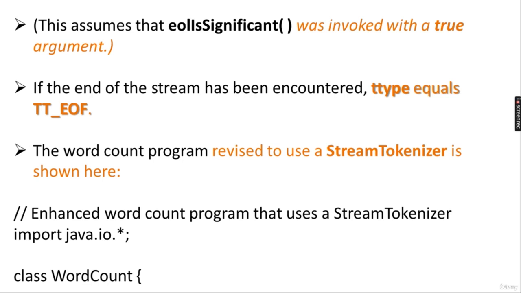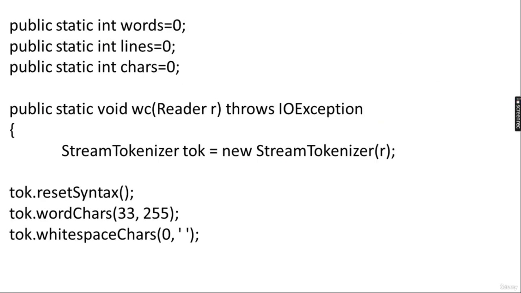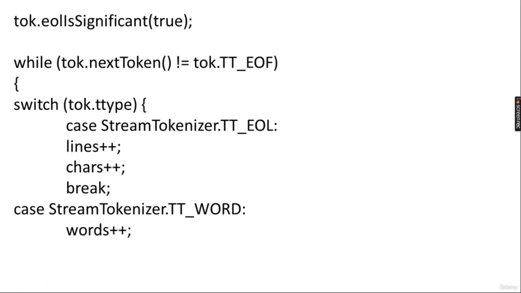Word count program revised, using the tokenizer, we will see now. Here we will not check each and every byte against the equals sign. We will directly use the tokenizer. Okay, words, lines, and characters. The method throws IOException. A StreamTokenizer object is created: new StreamTokenizer(r). Okay. Then resetSyntax, and wordChars 33 to 255. Then whitespaceChars 0 to space. eolIsSignificant is equal to true. Okay.